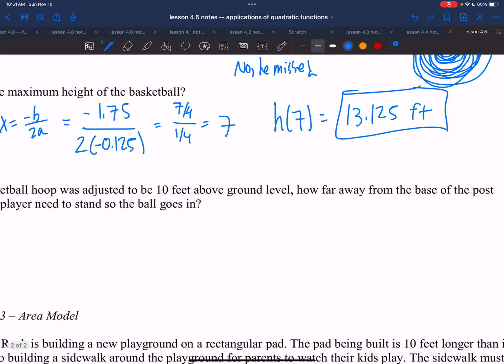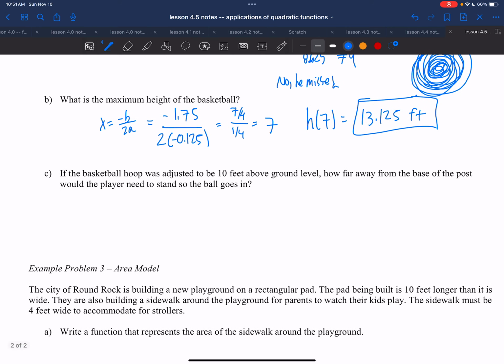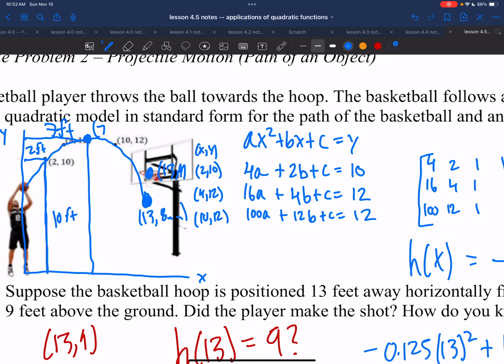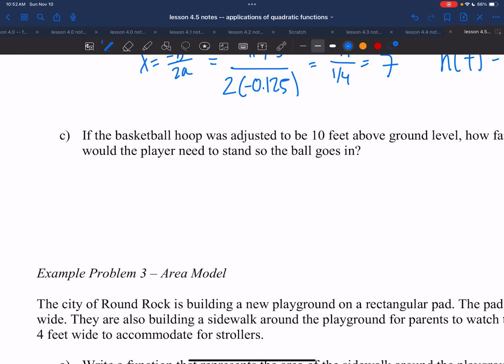Okay, and so that is the height above the ground. That's the maximum height, about 13 feet. 7, comma, 13.125. Okay? All right.